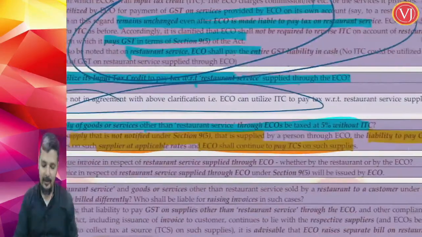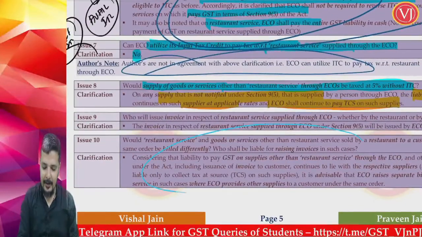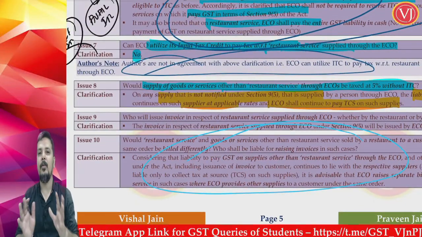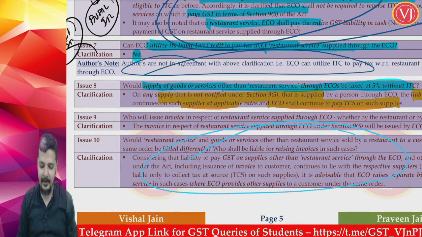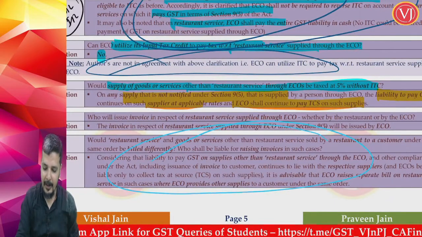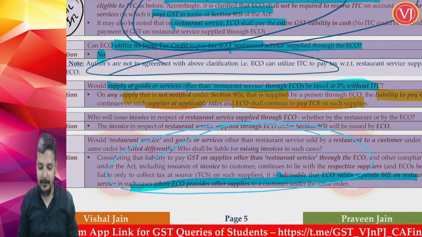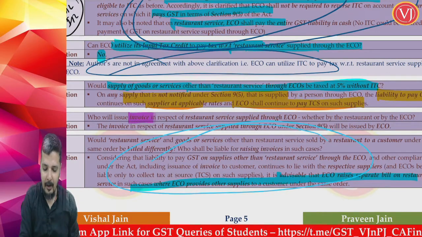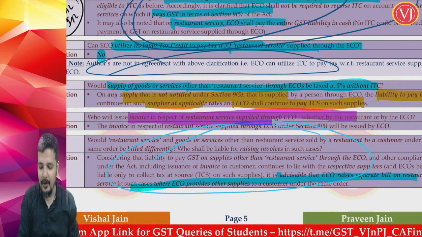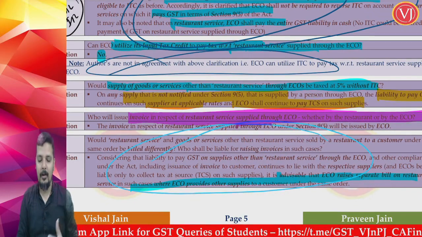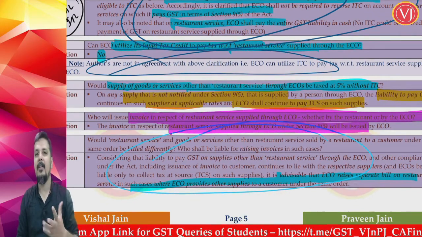So the next clarification is a continuation where it tells that if at all there are two supplies made via ECO, one is restaurant and one is other, it is advisable that you give two separate invoices. It is advisable that ECO raises two separate invoices. Right. Now the previous point is what will happen when you are talking about invoice in respect of restaurant services by ECO. Understand that for the restaurant portion ECO will raise the invoice. For other supplies it is the supplier who has to give the invoice. ECO will not give invoice. ECO will give invoice to the supplier, not to the customer.